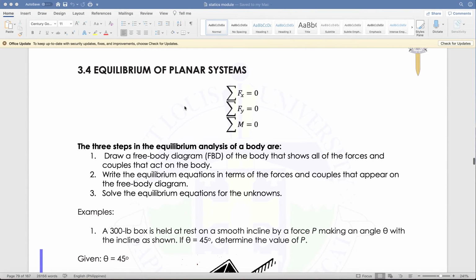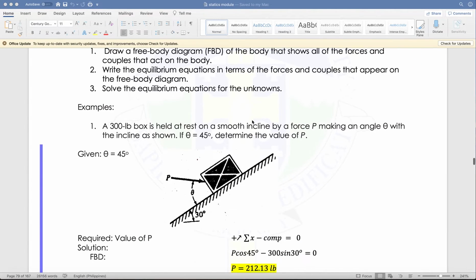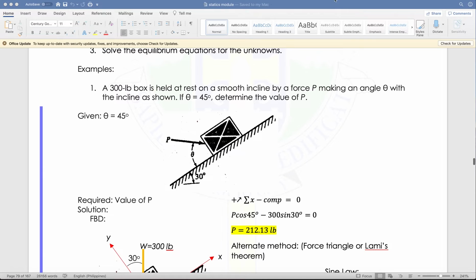Okay, so an equilibrium of planar system. When we say planar system, it is two-dimensional. So we will only be needing three equations: summation of forces along the x-axis, summation of forces along the y-axis, and summation of moment. Okay, so we can now proceed with our example.